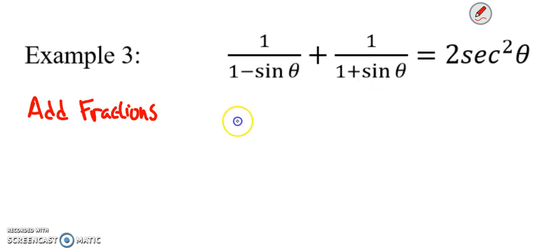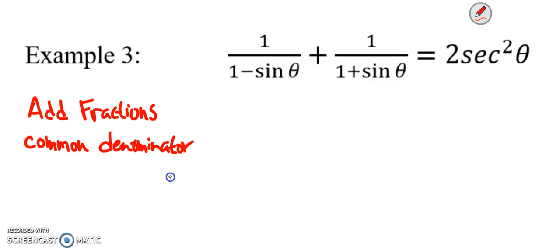So with that, let's take a look at it, and we're going to combine these two fractions, or add them. But in order to do that, we have to have a common denominator. Now, the thing you have to think about is, how do you make it a common denominator? Well, what is our common denominator? And hopefully you just realize that that is 1 minus sine theta times 1 plus sine theta.